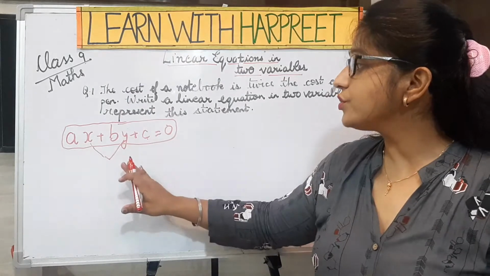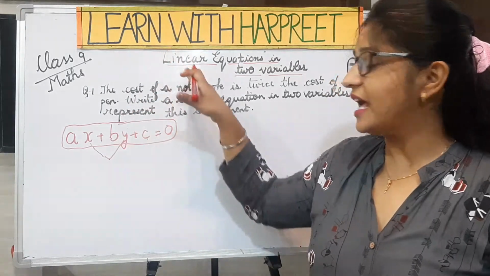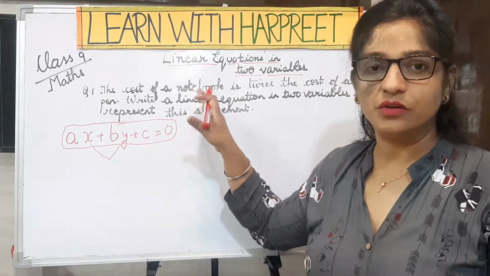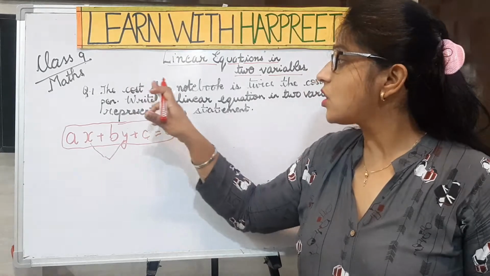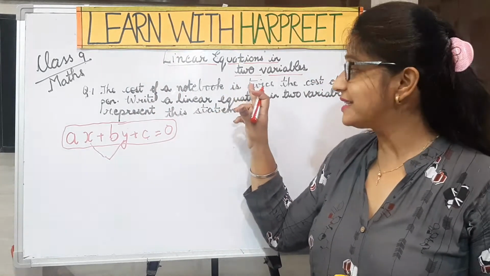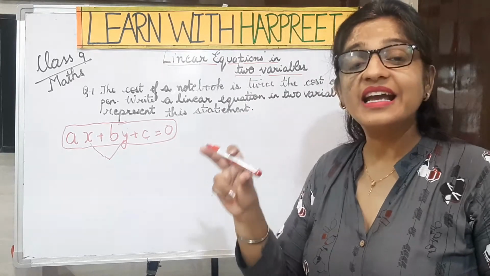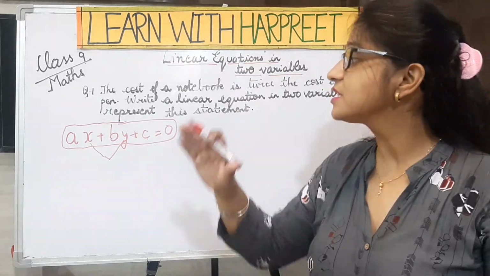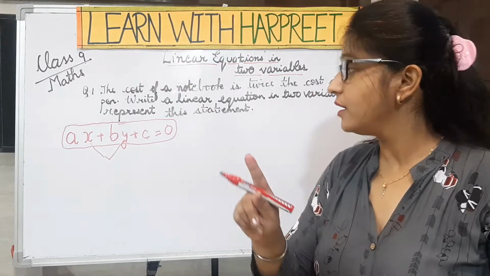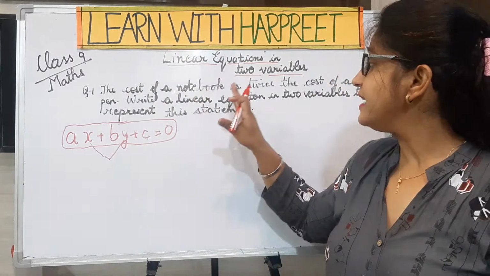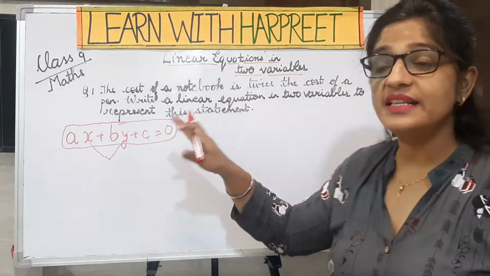Now to teach you how to write the equation in two variables, I'll teach you with the help of one example. I have taken one question. Please pay attention to each and every word. The cost of a notebook is twice the cost of a pen. So this is the condition of the question. Now you have to write a linear equation in two variables to represent this statement.